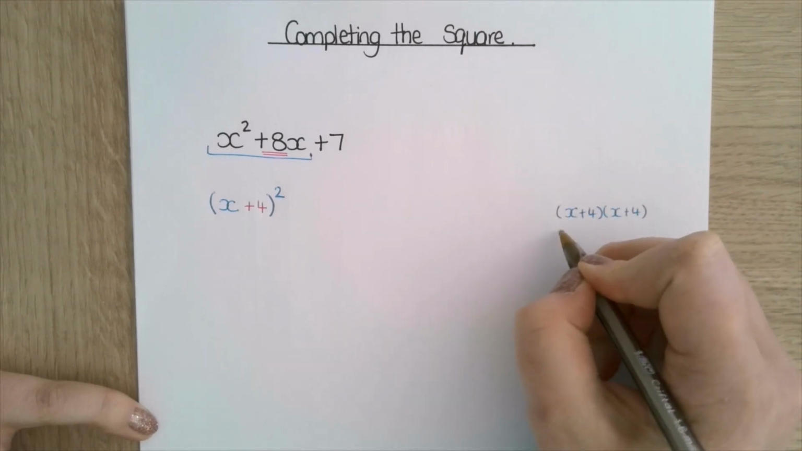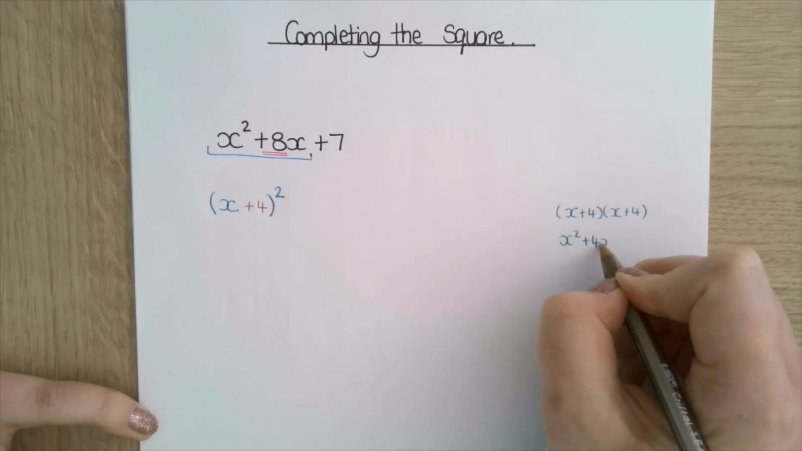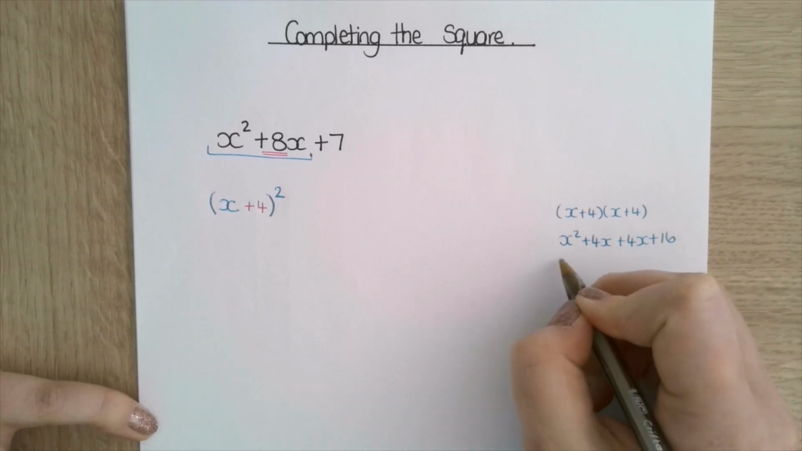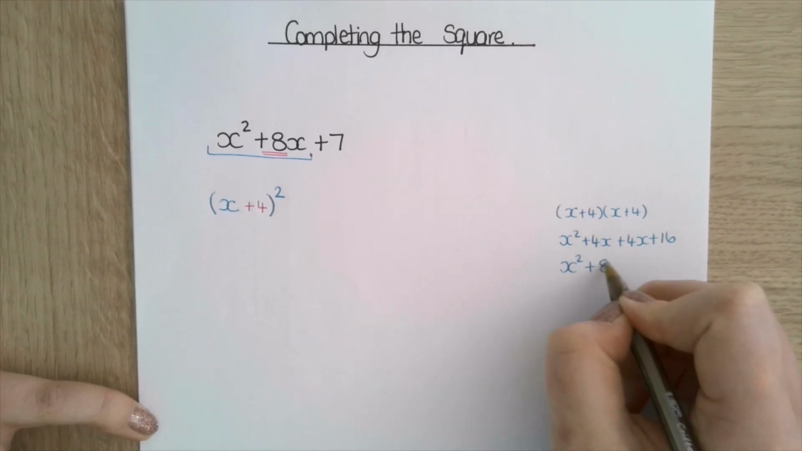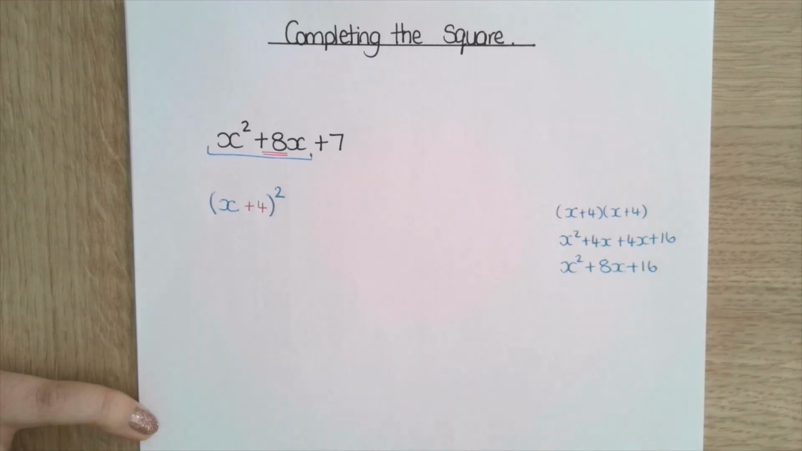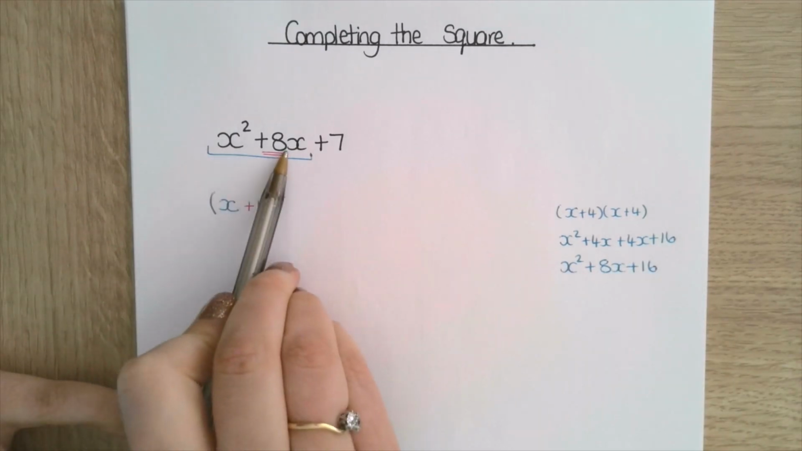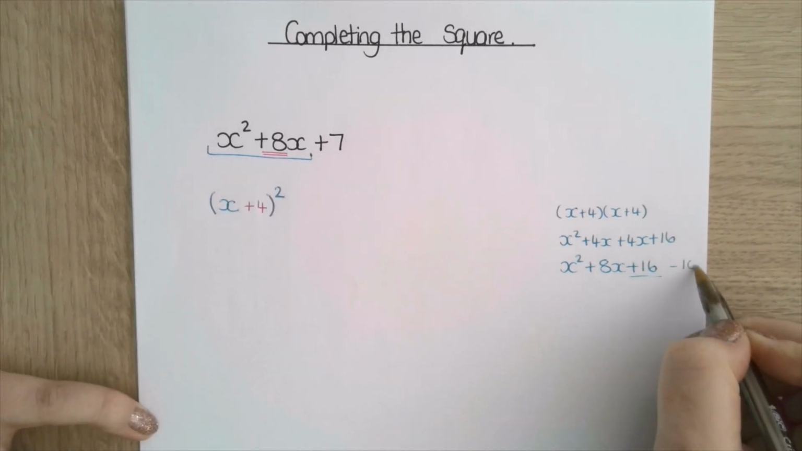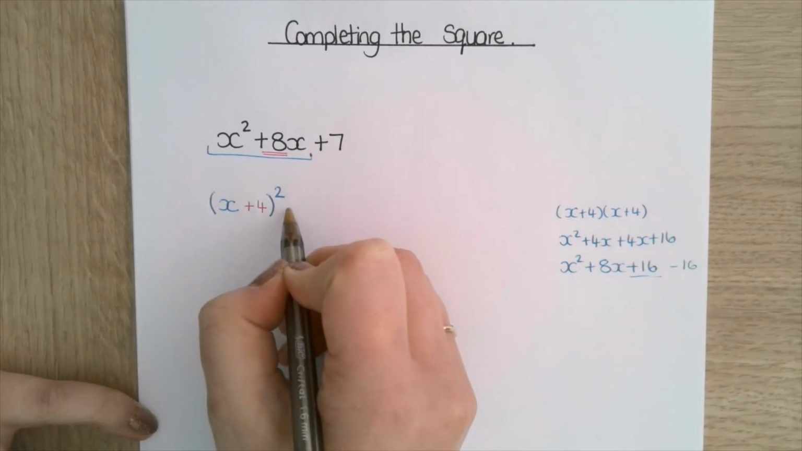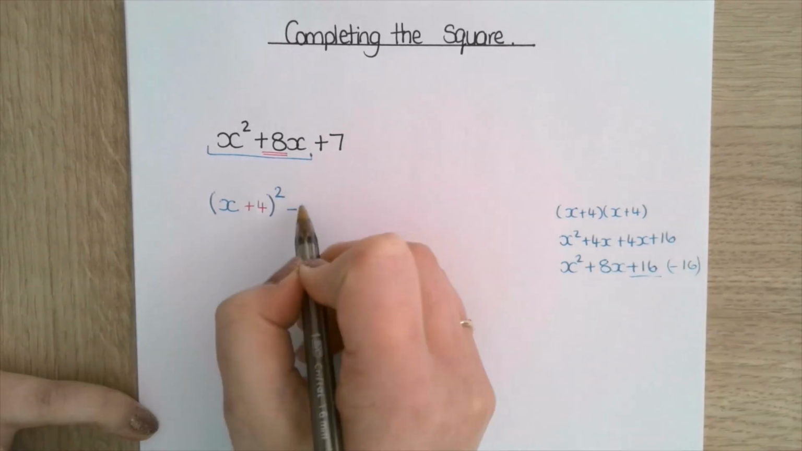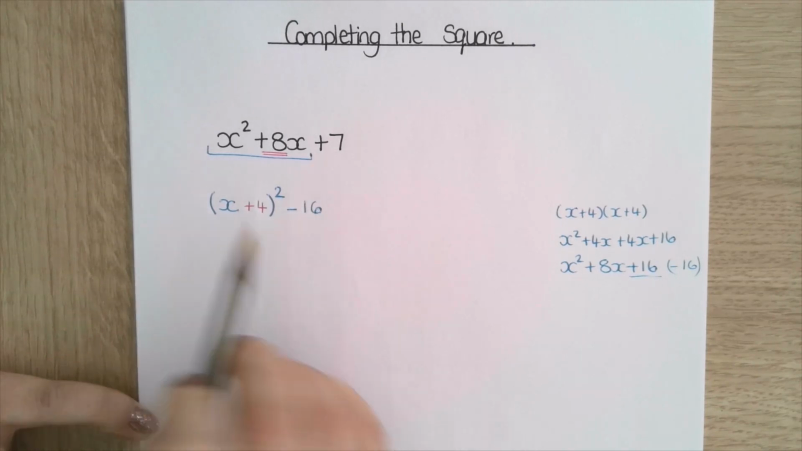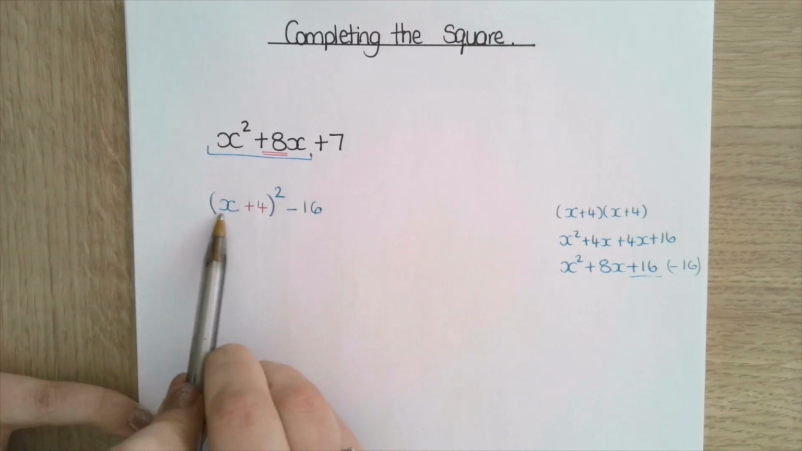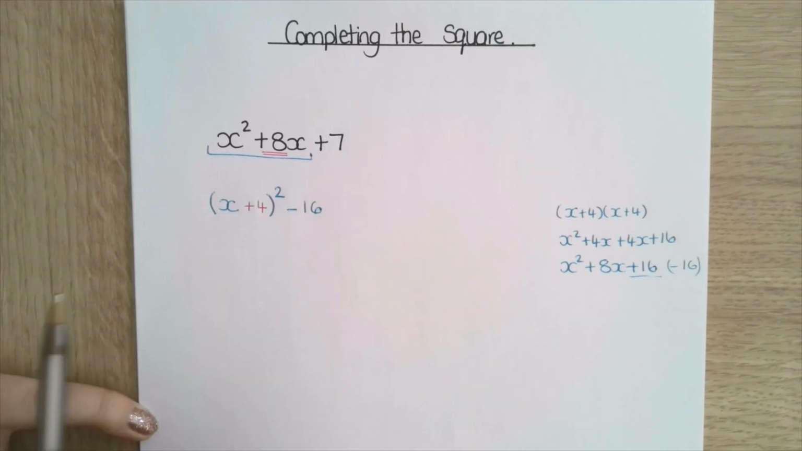which would expand to get x squared plus 4x plus 4x plus 16, which would then simplify to get me x squared plus 8x plus 16. We just want x squared plus 8x, so to get rid of this plus 16, I need to take away 16. So I would have minus 16 here.